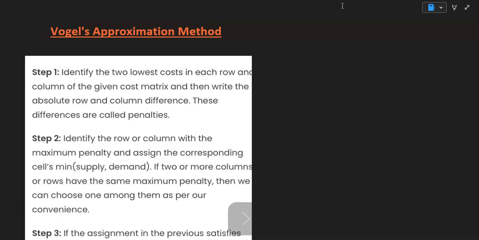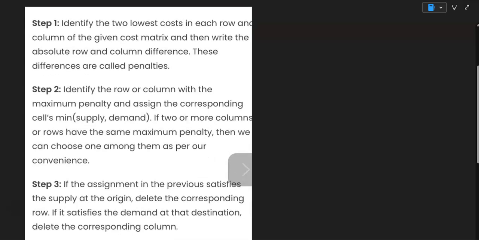So when you identify your two lowest costs in the matrix, the box that you are going to be given, you subtract the smaller from the bigger, and that particular difference you're going to get after you subtract, that one is called your penalty. Okay, the second stage is identify the row or the column with the maximum penalty and assign the corresponding cell's minimum supply or demand.